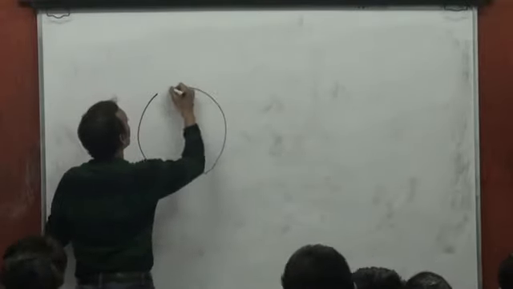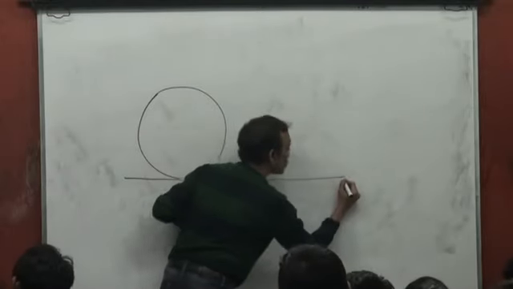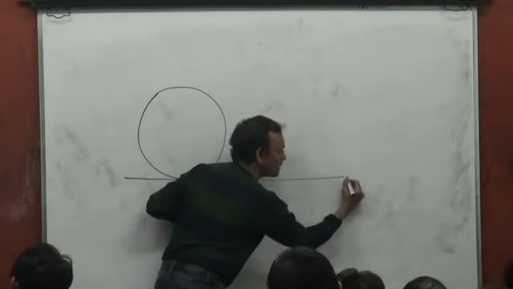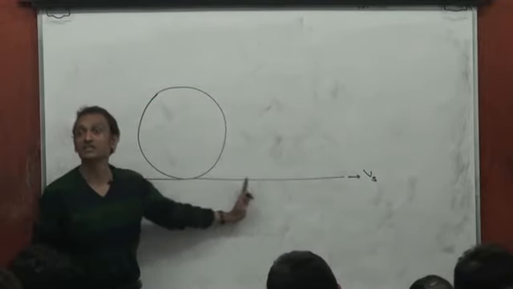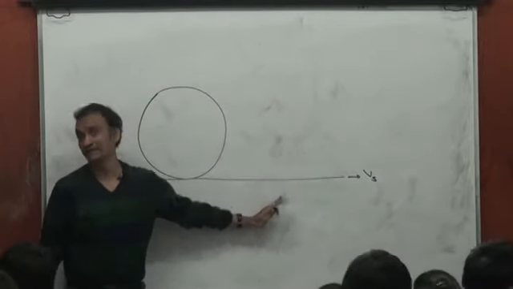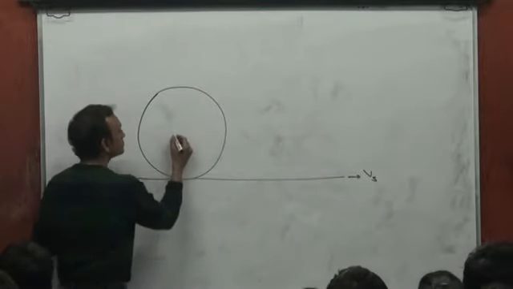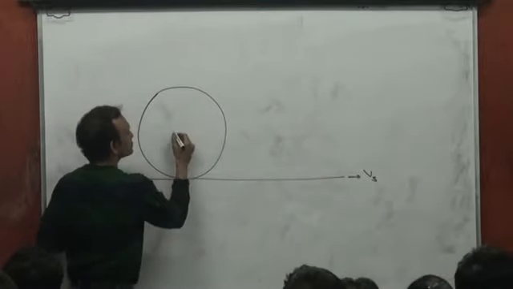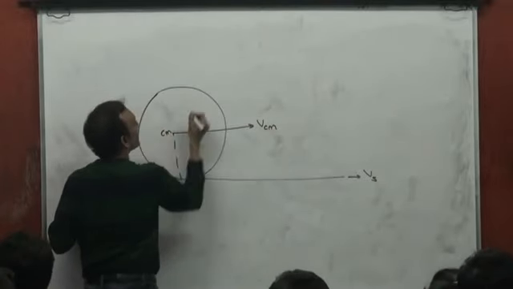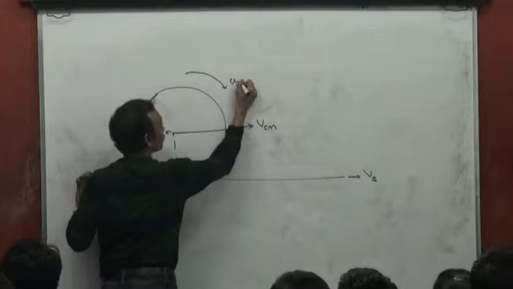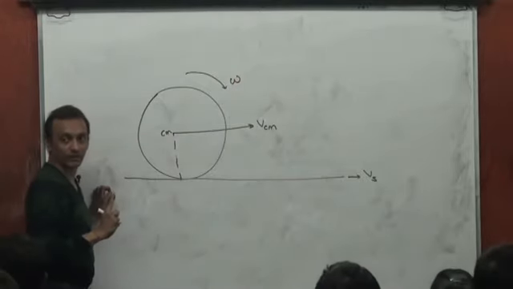Let's say rolling occurs on a surface which is moving. It's a moving surface and the surface has a velocity Vs. And the center of mass has a velocity VCM and has an angular velocity omega, right?